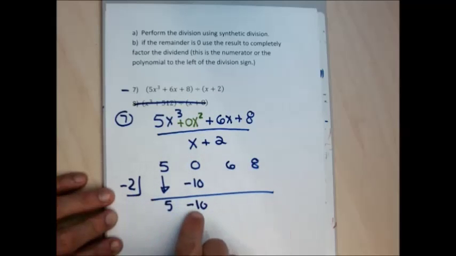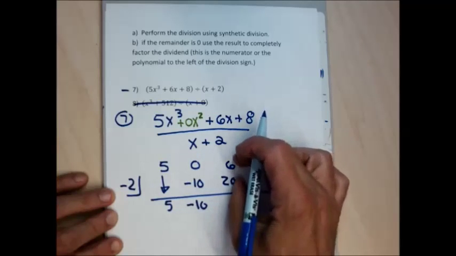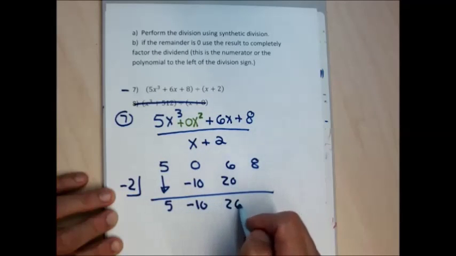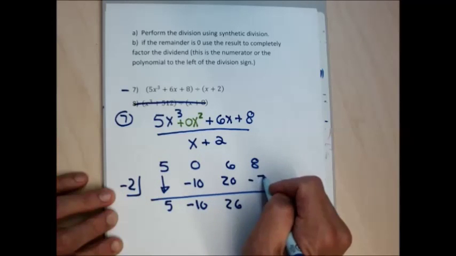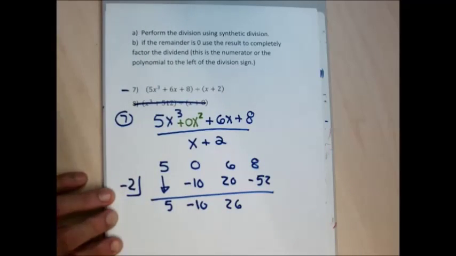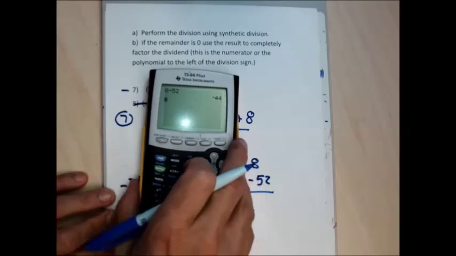Then negative 2 times negative 10 is positive 20. Combine, 20 plus 6 is 26. Then multiply, negative 2 times 26 is negative 52. And 8 minus 52 I think is negative 44, which it is.